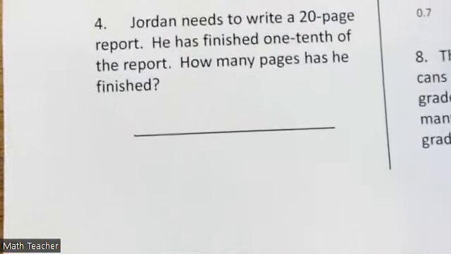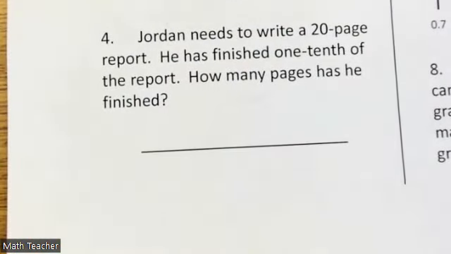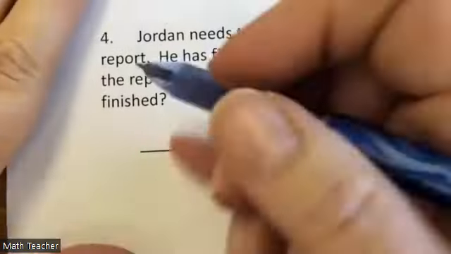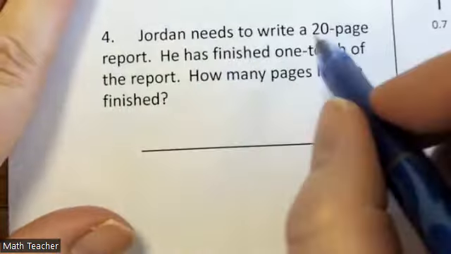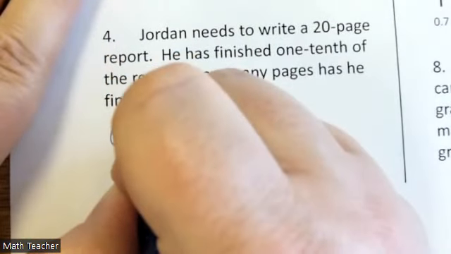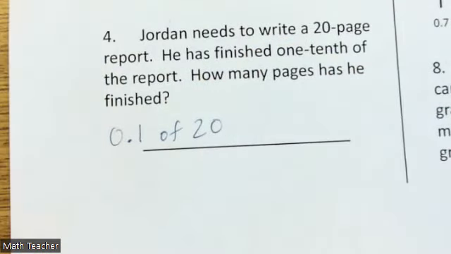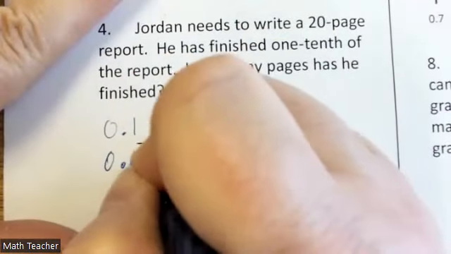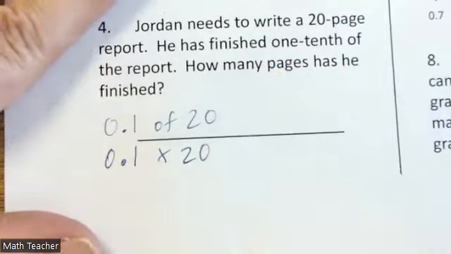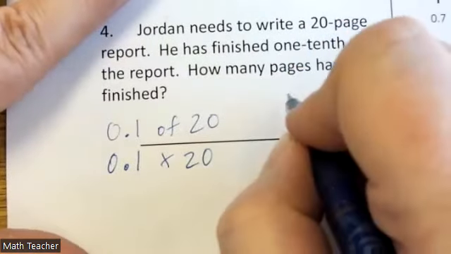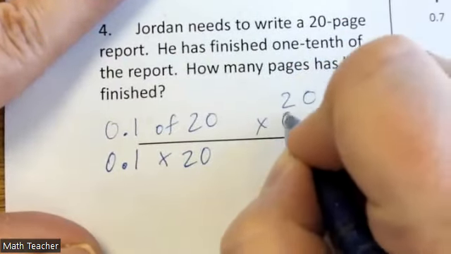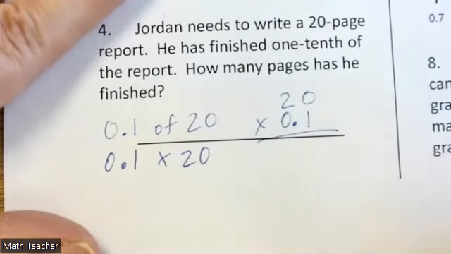Number 4, Jordan needs to write a 20-page report. He has finished 1/10 of the report. How many pages has he finished? Okay, so we have 1/10 of 20. Of means multiply. So this is 0.1 times 20. So we can go ahead and multiply 20 times 0.1.